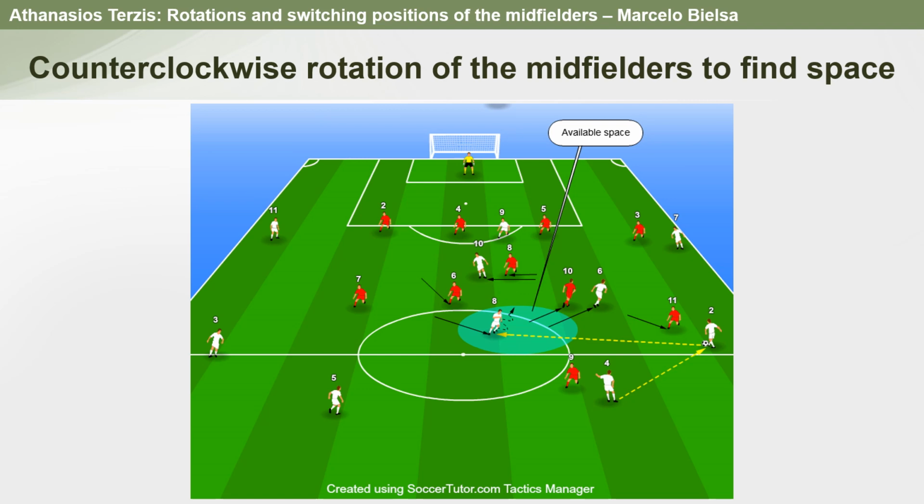As his direct marker number 10 follows his movement, space is created for the attacking midfielder of the weak side number 8, who is able to exploit the space, receive free of marking, and then make a forward pass. The other attacking midfielder number 10 moves towards the weak side.